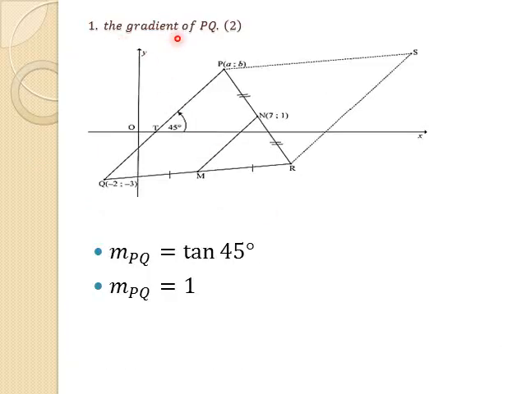Question 1, they want the gradient of PQ. Give me the angle that starts from the x-axis and touches the line. So angle of inclination: gradient of PQ equals tan 45. Tan 45 equals 1. So the gradient of PQ equals 1. 1 mark for tan 45, 1 for the answer.